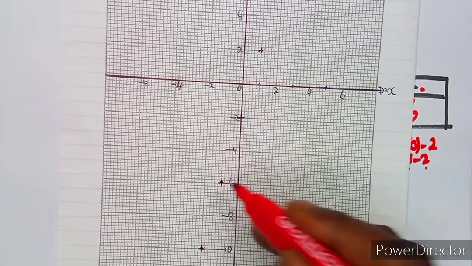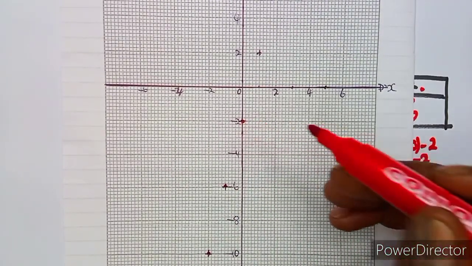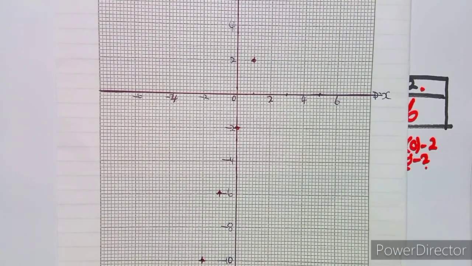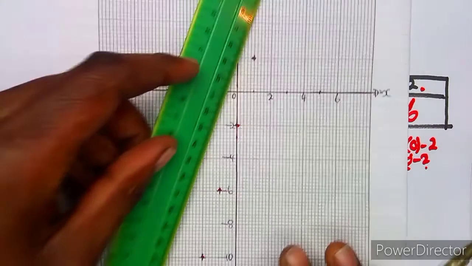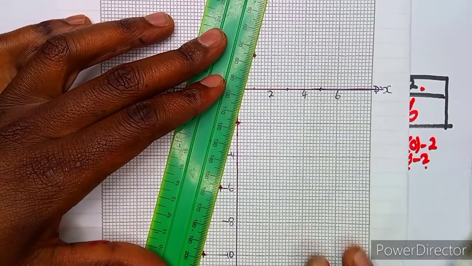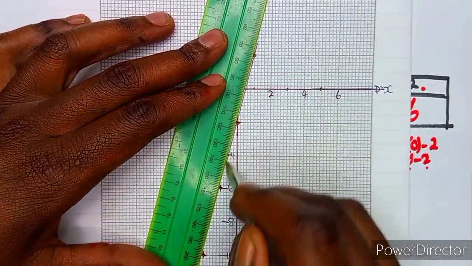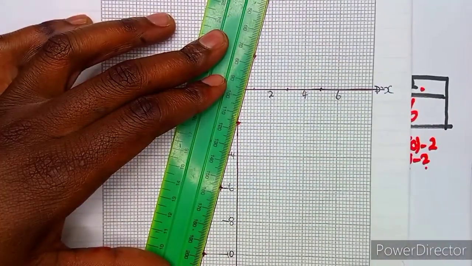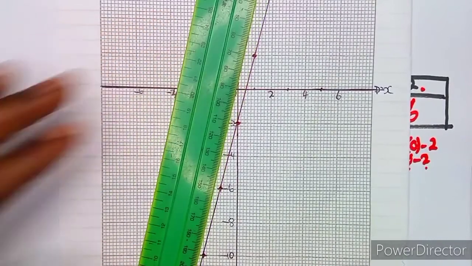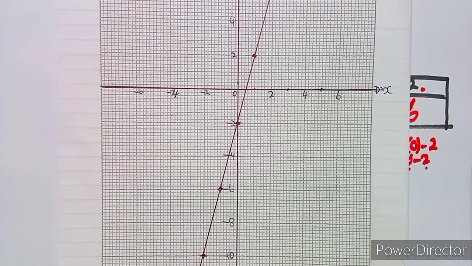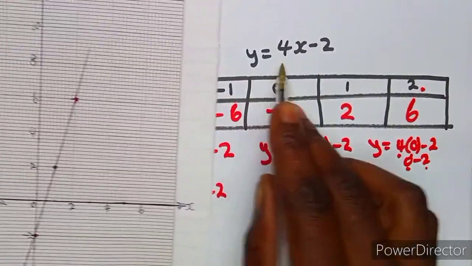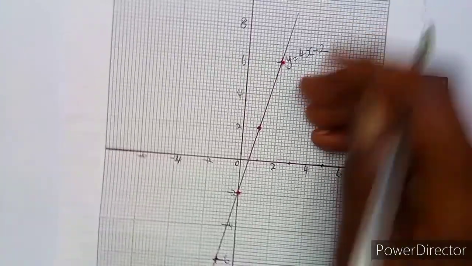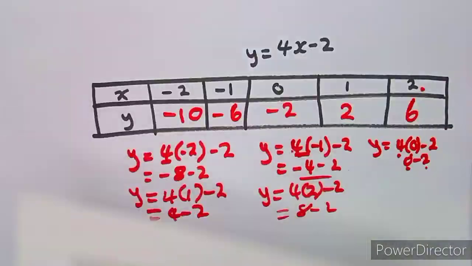This one is this one, and this one, and this one. So these are the points that we are going to join. You just join these ones using a ruler, because it's a straight line. It can be joined using a ruler, and you are supposed to use a pen. I'm just using a pen so that you see clearly what I'm trying to represent. So that is going to be your straight line, and you can write down your equation. Y is equal to 4x minus 2. All right, so that is going to be our graph, like that.